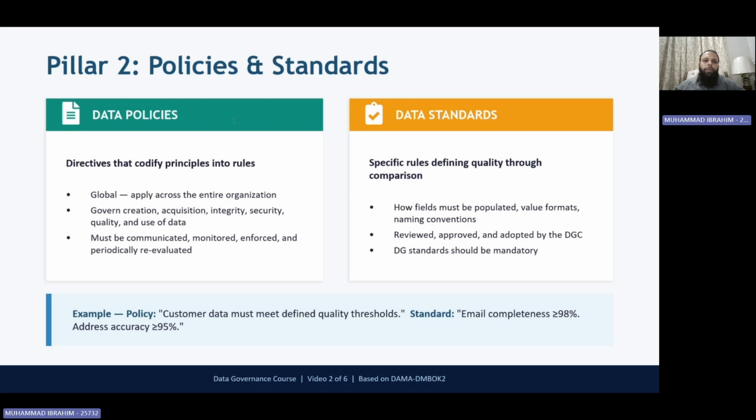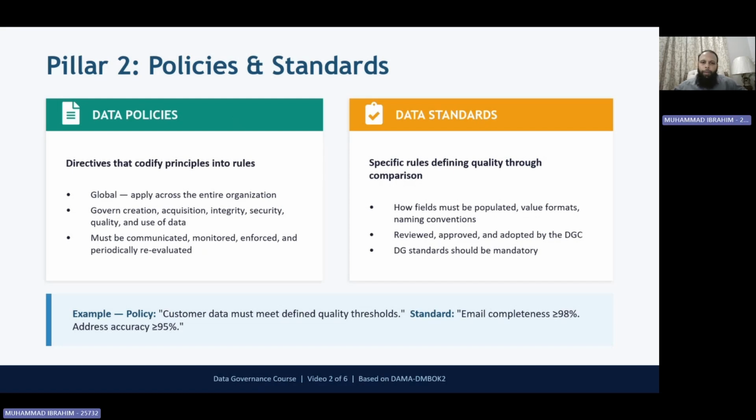Data standards are more specific. A standard is defined as something set by an authority as a rule for measuring quality. Standards help to define quality because they provide a specific, measurable basis for comparison. Here is the key difference. A policy says customer data must be protected. A standard says social security numbers must be masked in all non-production environments.